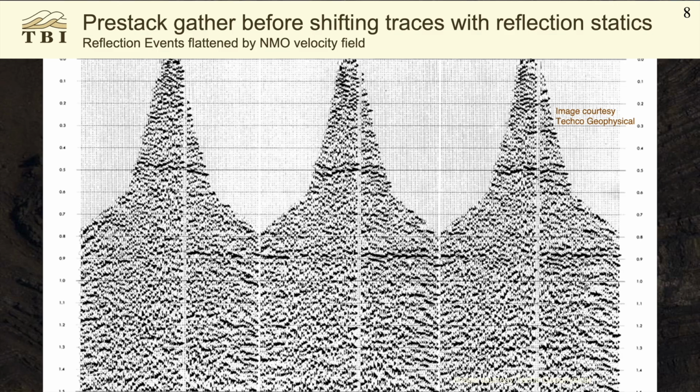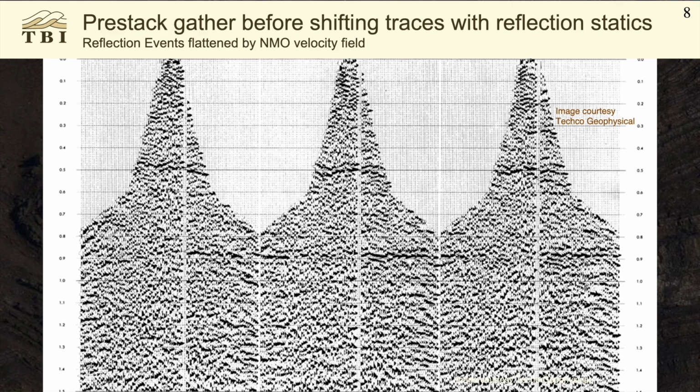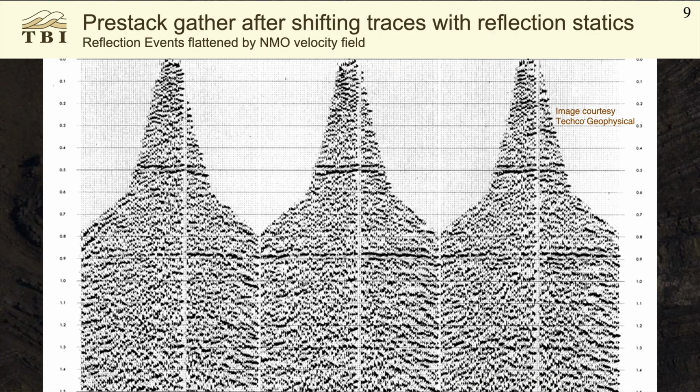So here are some pre-stack gathers before shifting the traces with reflection statics. Note that these reflection events are flattened by our NMO velocity field. And then here is after shifting traces with reflection statics. So you can see that there's a great deal of event continuity that is gained by applying these reflection static shifts. The only difference between these two images are the time delays applied from our reflection statics.